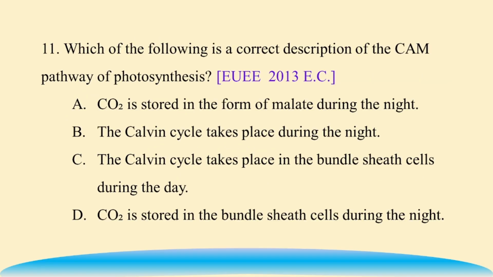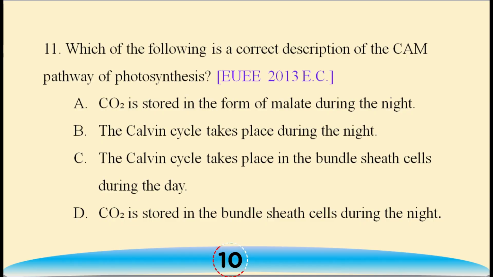Question number 11. Which of the following is a correct description of the CAM pathway of photosynthesis? A. Carbon dioxide is stored in the form of malate during the night. B. The Calvin cycle takes place during the night. C. The Calvin cycle takes place in the bundle sheath cells during the day. D. Carbon dioxide is stored in the bundle sheath cells during the night.